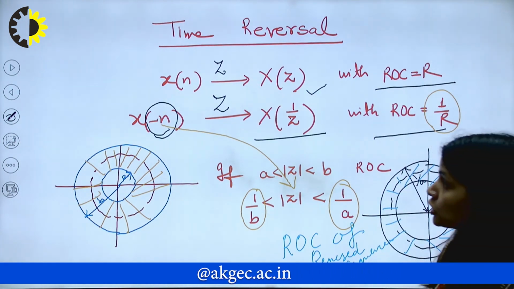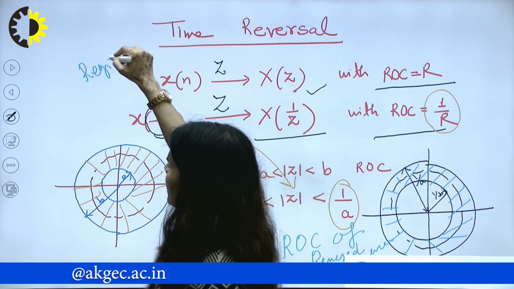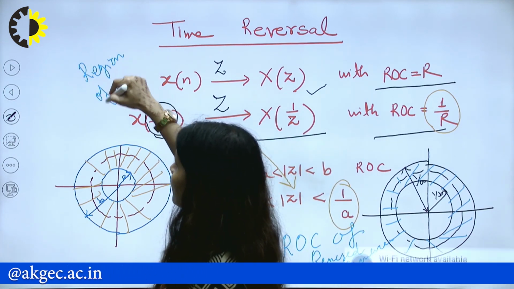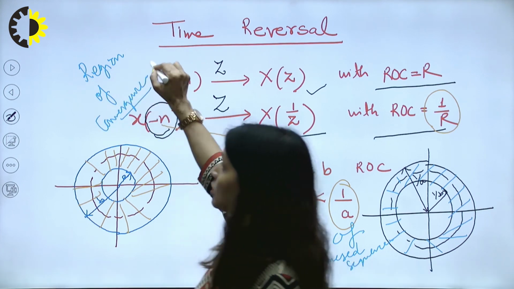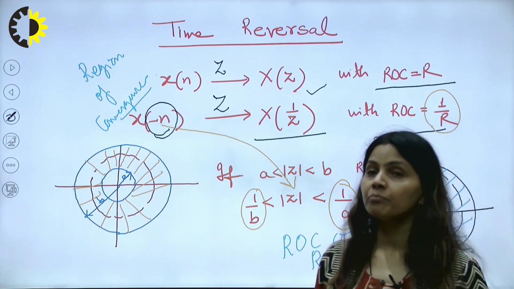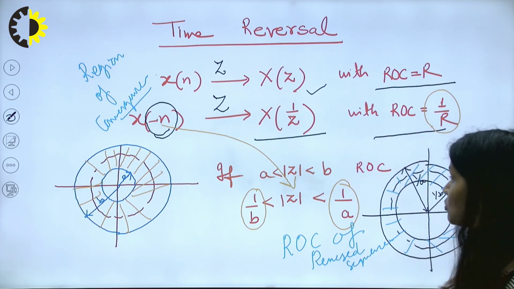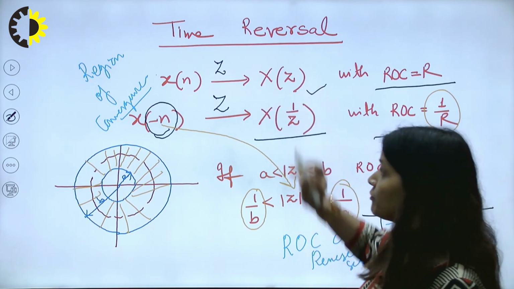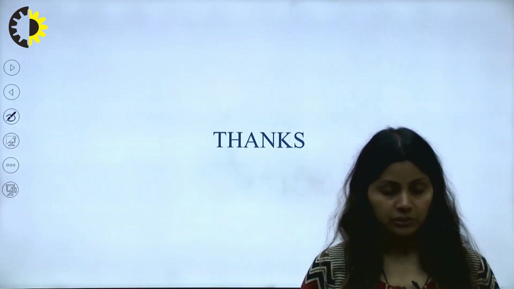So whenever we are applying the properties, it is very important to take care of the region of convergence, because the region of convergence is another very important parameter which is always to be considered. So this is the time reversal property, and thank you for this particular lecture.